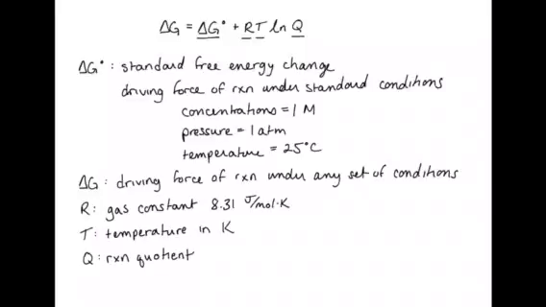For example, for the reaction A plus 2B goes to 3C, the reaction quotient looks like this. Therefore, it takes into account the concentrations of all of the species in the reaction. This is how delta G is calculated for most chemical processes. However, biochemical processes are slightly different, and so we use a slightly different nomenclature.